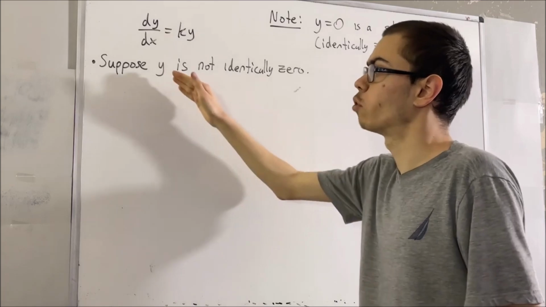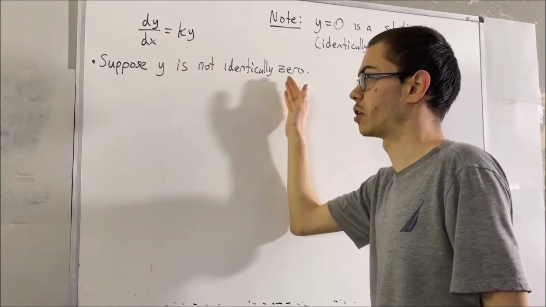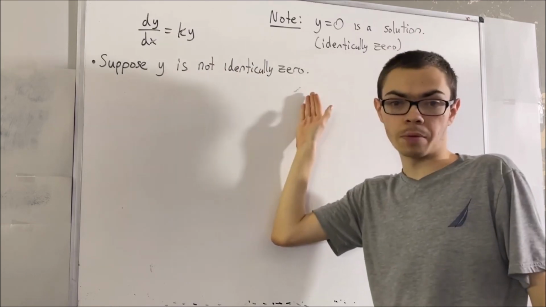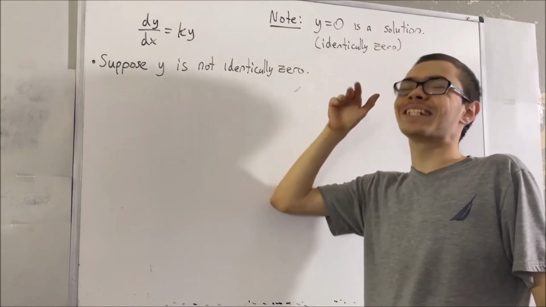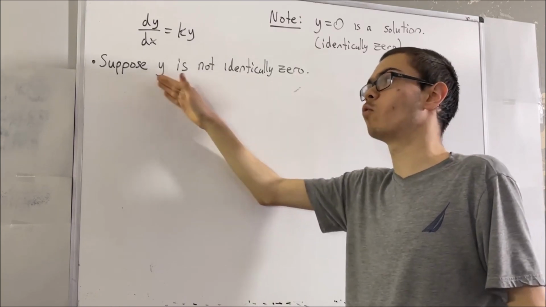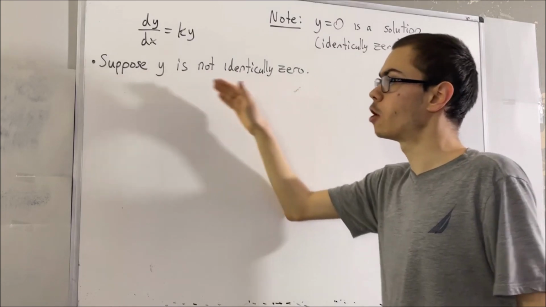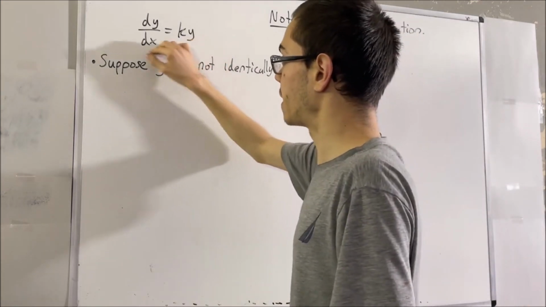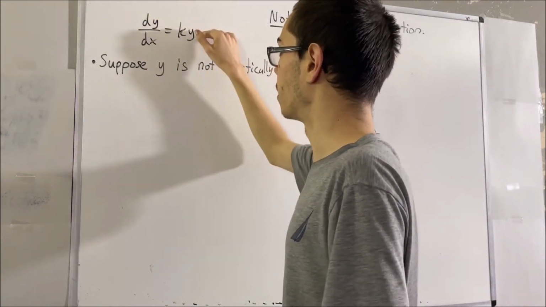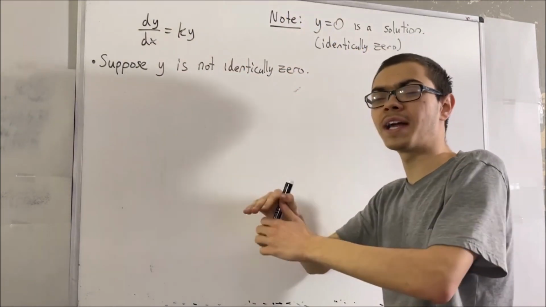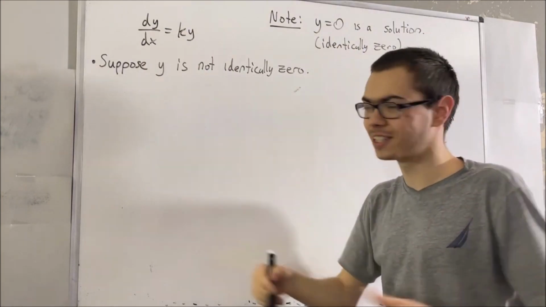What it means for y to not be identically 0 is that there are y values where y is not 0. But that doesn't mean that we couldn't have y values that are 0. But it turns out that if y as a function of x satisfies this differential equation, and y is not identically 0, then y can never be 0.